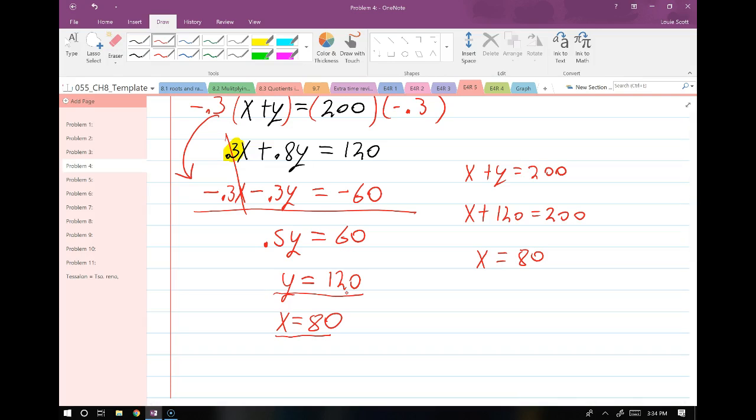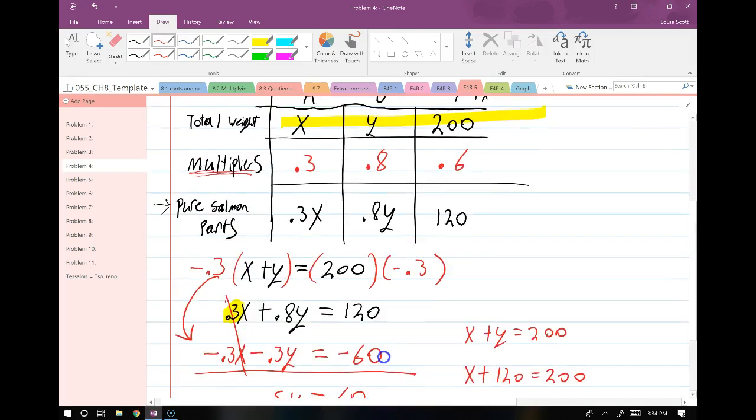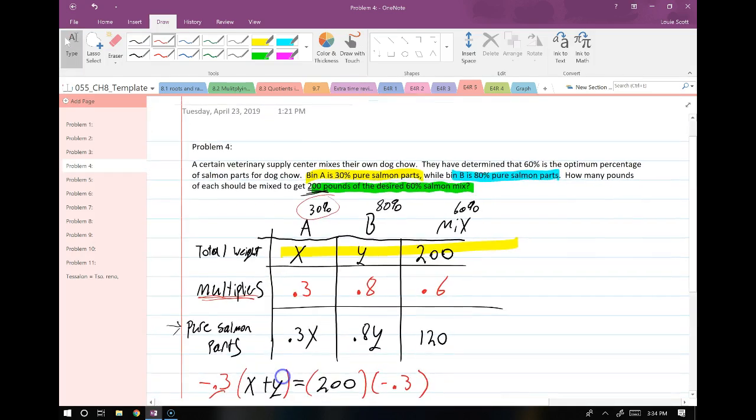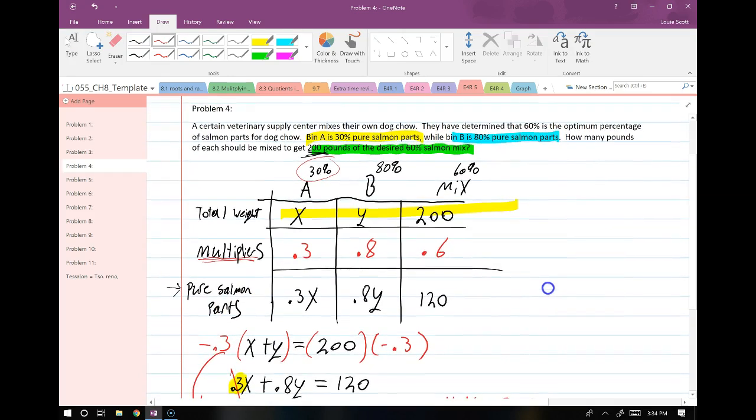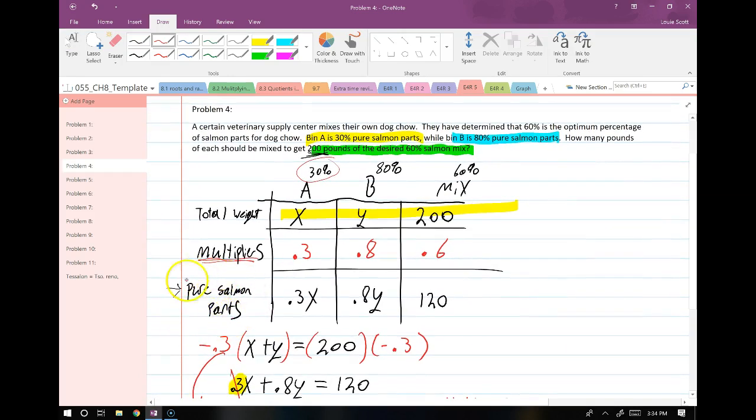So that's a classic mixture problem, right? If you see that on the exam, the only thing that will be different is what we're talking about. This time it was pure salmon parts. Next time it might be hydrochloric acid. It might be how much money the coffee beans are worth or something like that. The name of this changes, but the procedure doesn't really change for a classic mixture problem. It always works the same.